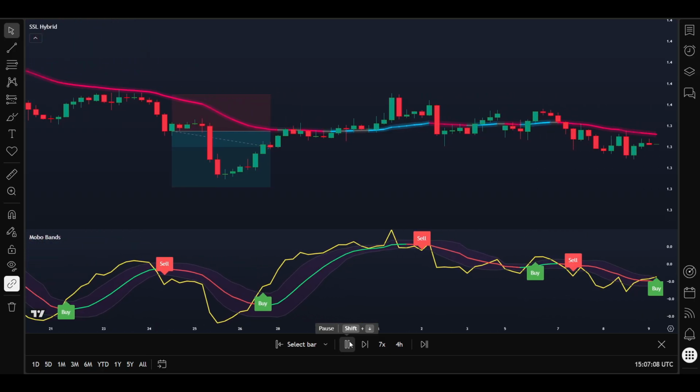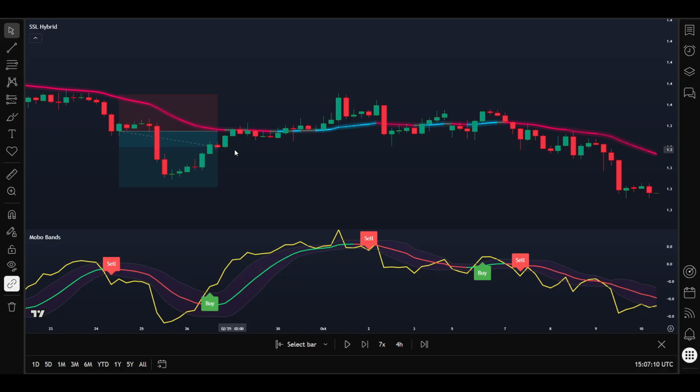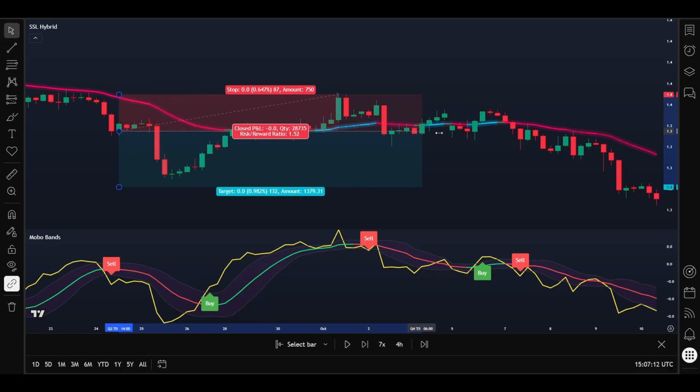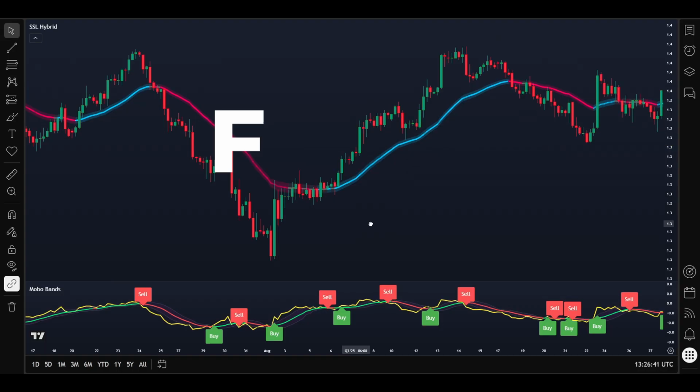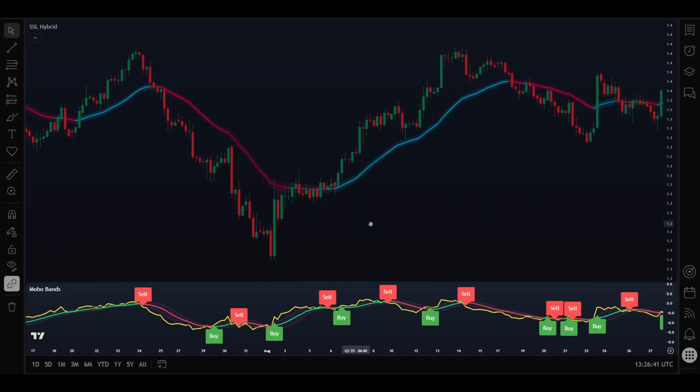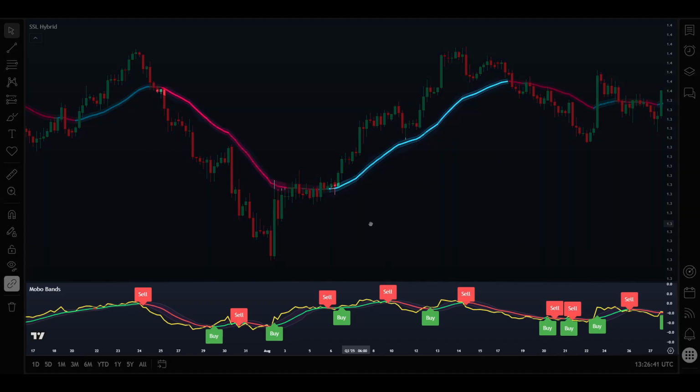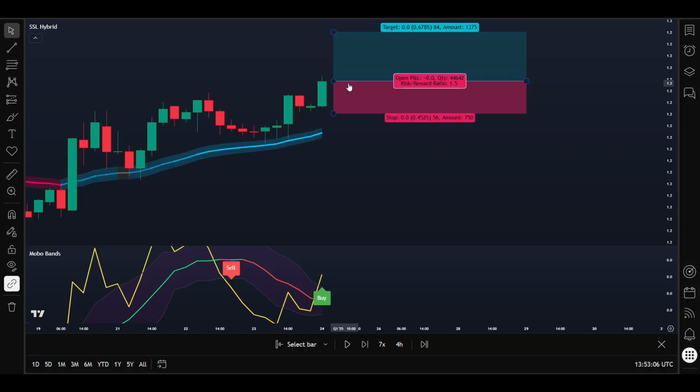The edge comes from taking only aligned pullback then breakout sequences and keeping risk per trade fixed. Final recap: MOBO Bands provide the momentum breakout direction. SSL Hybrid's EMA-30 provides the trend and pullback location. For longs, price above baseline, clean pullback touch without a close below. Then the MOBO yellow line breaks up through the upper band.